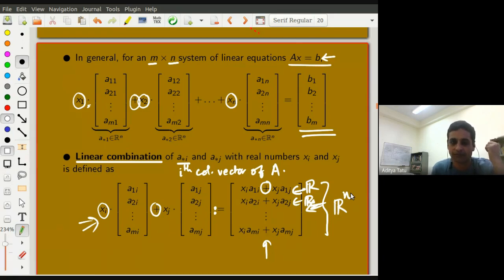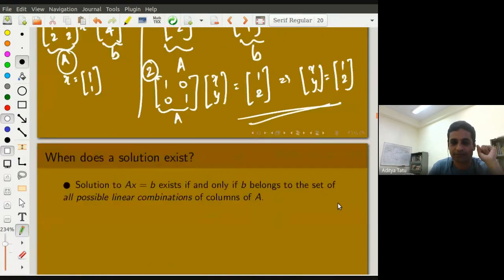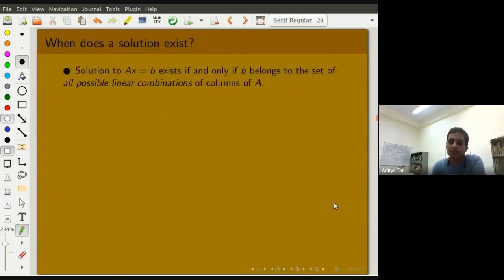Yes. Okay, but still we can come across cases where the solution does not exist. We are very near the answer. Let me give you the answer then. The solution to Ax equal to B exists if and only if the right hand side vector B belongs to the set that contains all possible linear combinations of columns of A. Does it make sense?